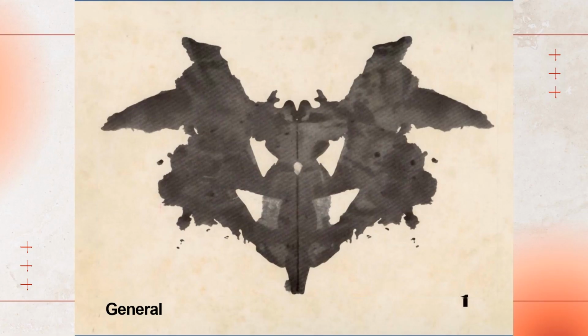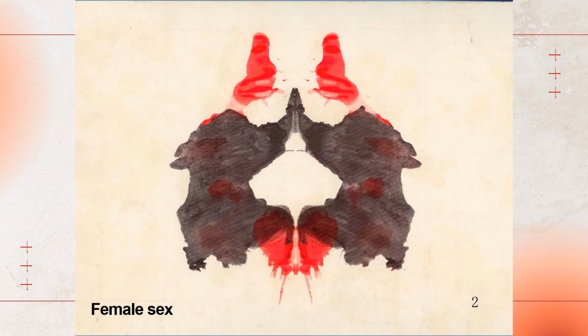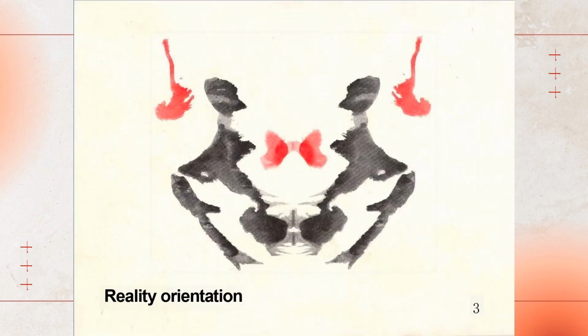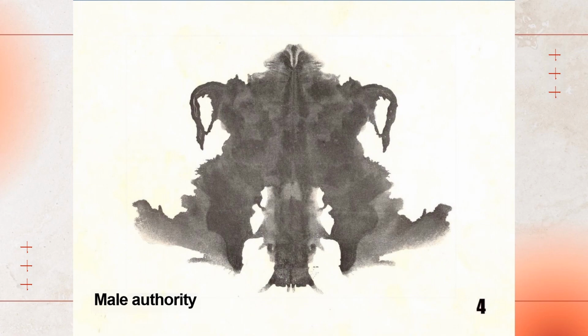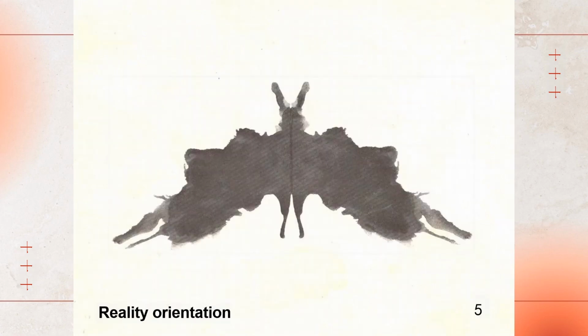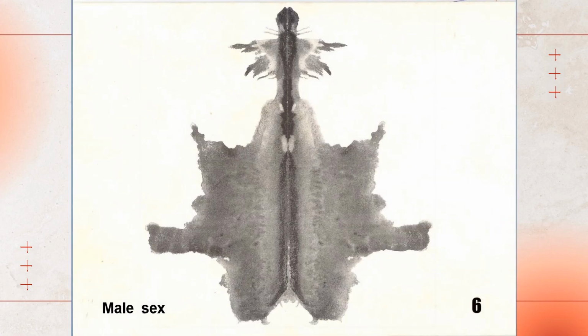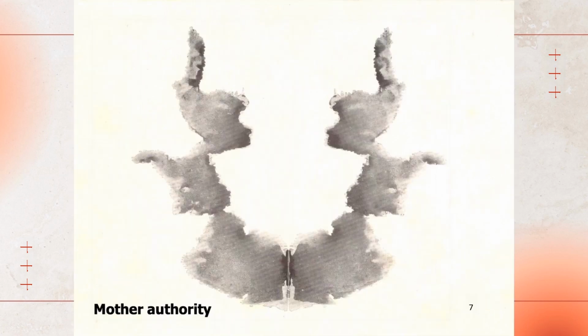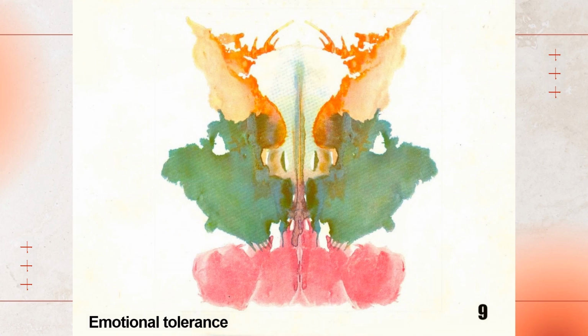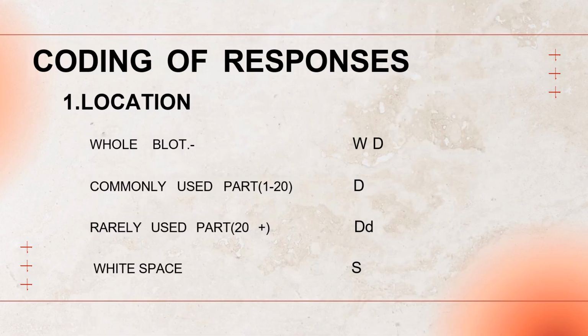This is the first general plate. This is the female sex. Reality orientation, male authority, the fourth plate. Reality orientation, the fifth plate. Male sex, the fifth plate. Do not pay a lot of attention to the plates, because if you ever go through a Rorschach, it should still be unambiguous for you.